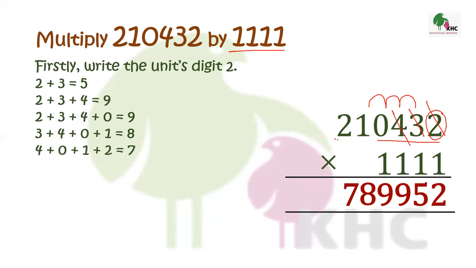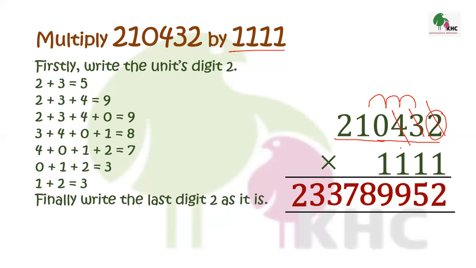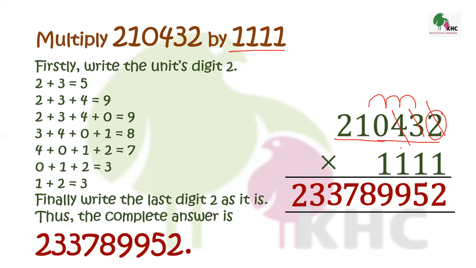Now you have to add the last 3. 2 plus 1 plus 0 is 3 only. Write 3. After that, 2 plus 1 is 3. Write 3. And the last digit 2 will be written as it is. So you write 2. The multiplication is complete.